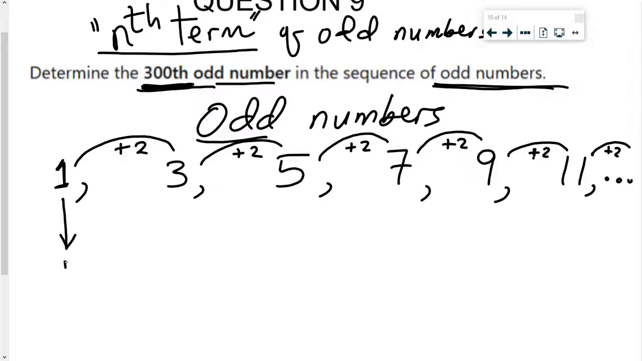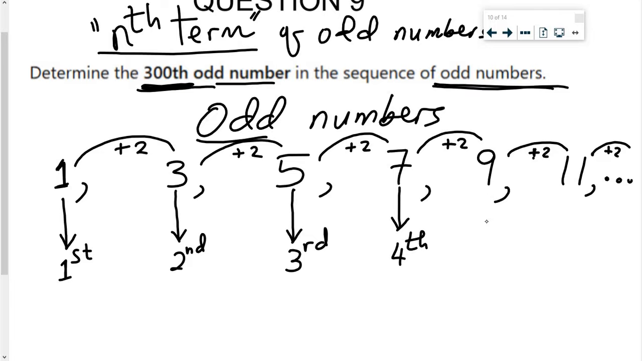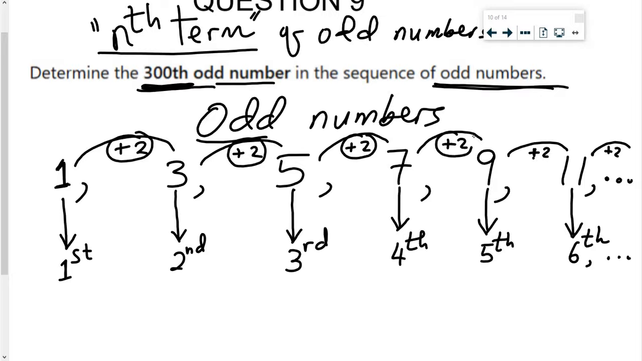This is the first number. This is the second number. This is the third number. This is the fourth number. This is the fifth number. And this is the sixth number. And so on. How were these numbers obtained? They depend on this number. Add 2, add 2, add 2, add 2.